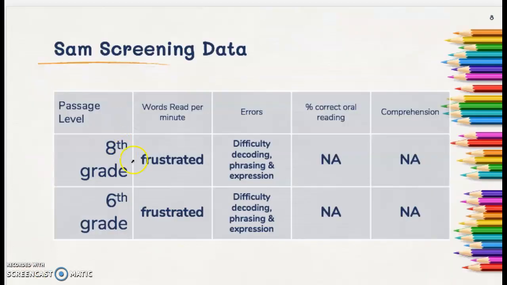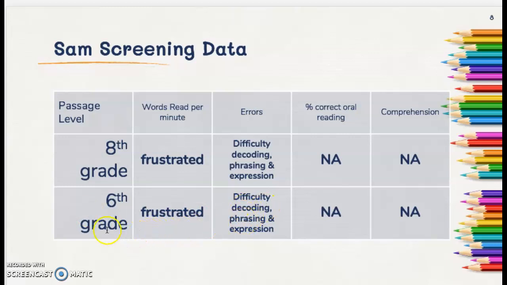And you notice that he's frustrated. He's having difficulty decoding. His phrasing and expression are off. You're not even able to get an accurate reading score or even ask any questions on comprehension because he didn't understand anything he read. So you decide, let me go 2 grade levels below. And you find the same thing. He was not even able to read a 6th grade level text. He was frustrated and he's having difficulty with decoding and phrasing.